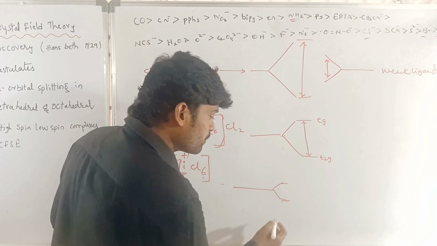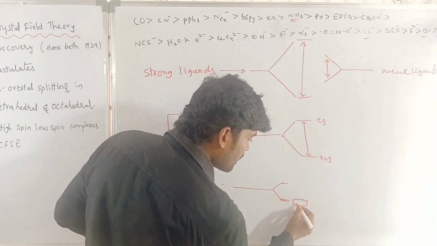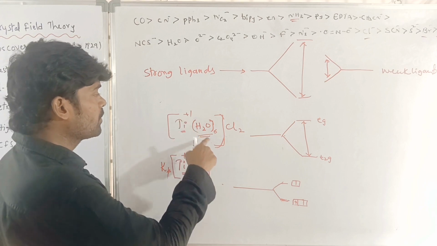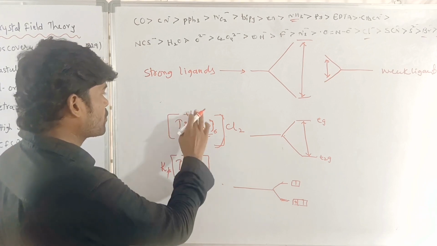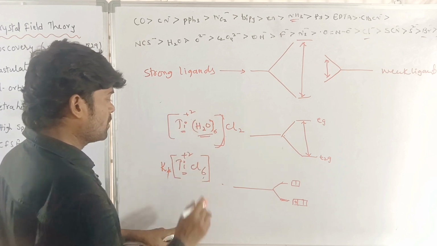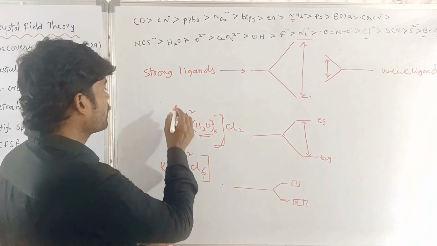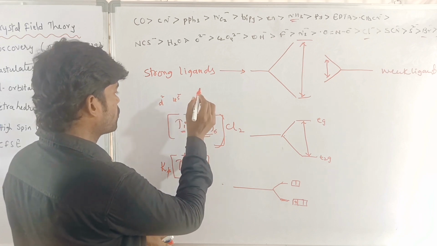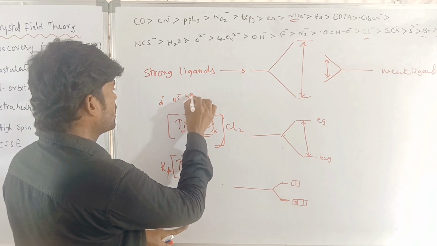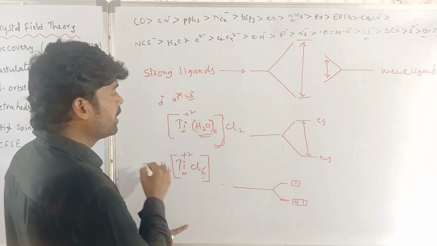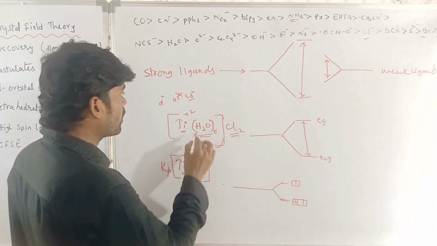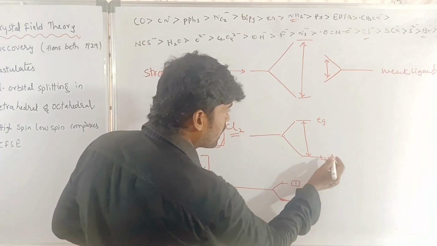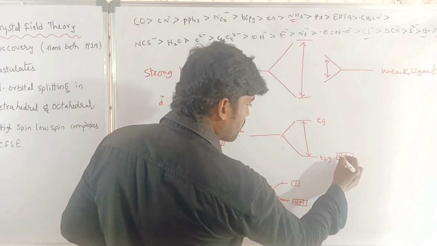What will happen if the splitting is like this? Let's see. Here there is one electron and here no more electrons because of the d1 electronic configuration, titanium plus 2. So in titanium it is d2, 4s2 3d2. These two electrons will go to the chlorine atoms, and here also chlorine atoms. Sorry, this is a d2 electronic configuration. Two electrons are there, and here also two electrons are there.